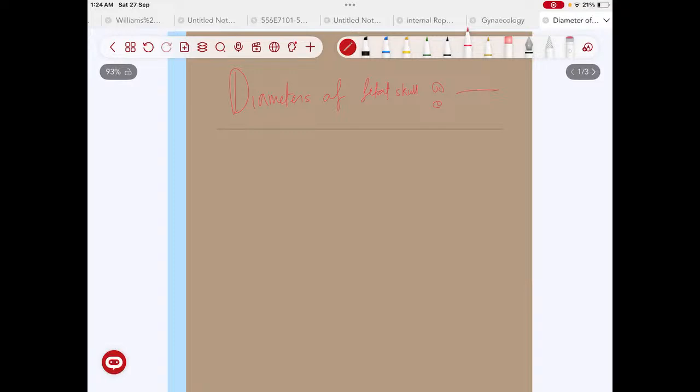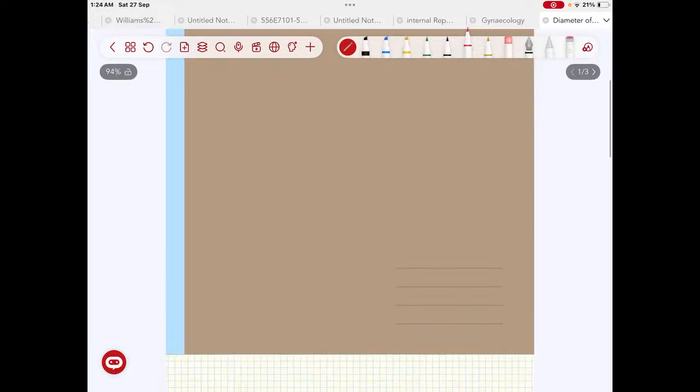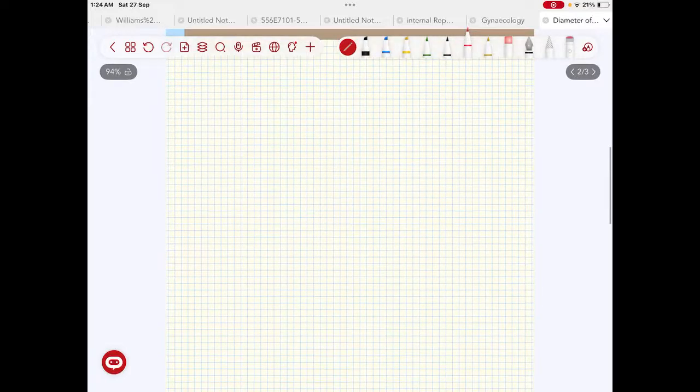Skull. What? If we go to the main point, we have to draw a fetal skull. I'm drawing just so, and you draw like me.